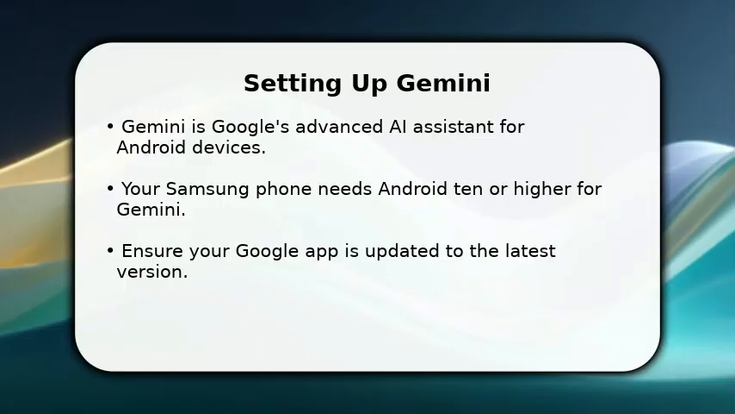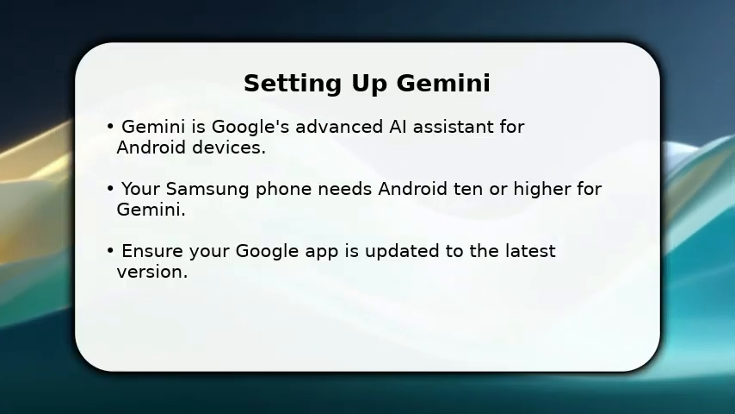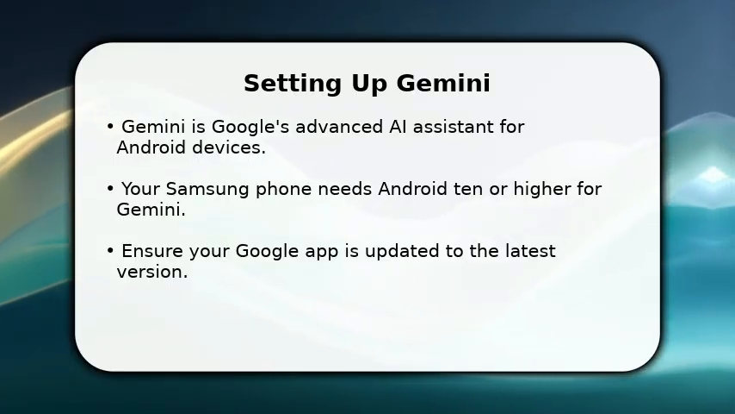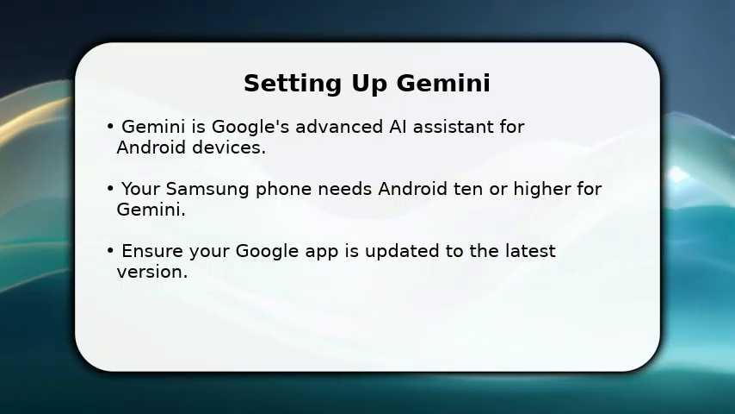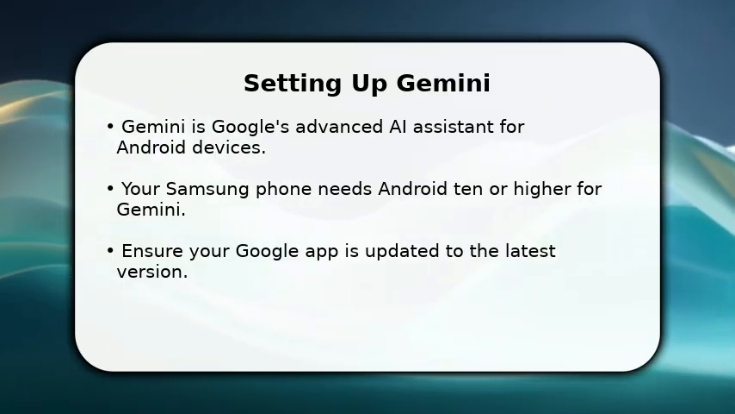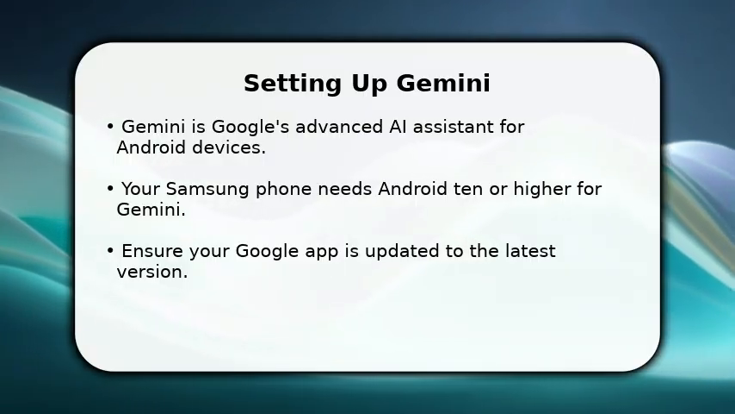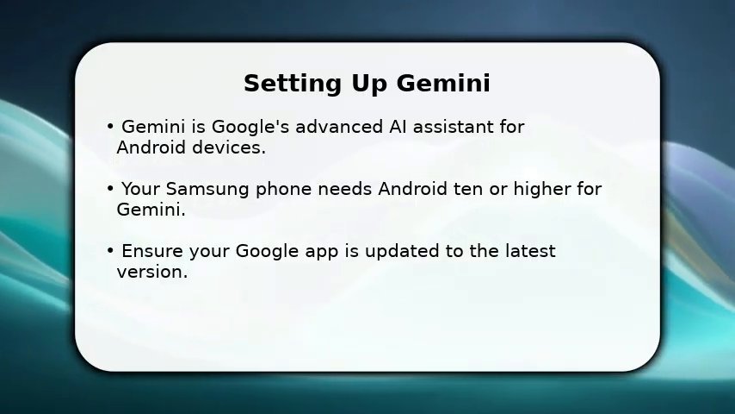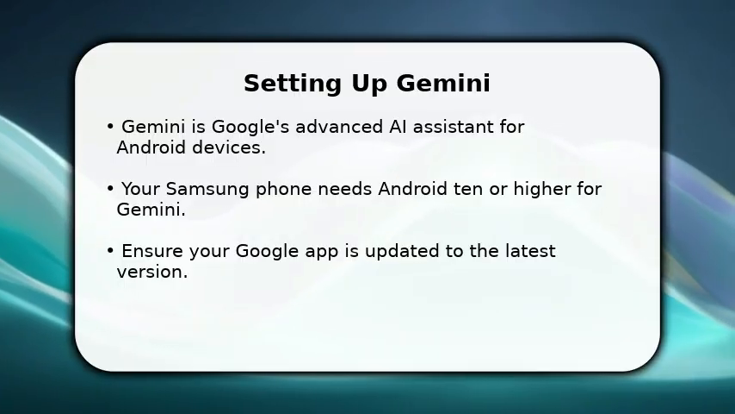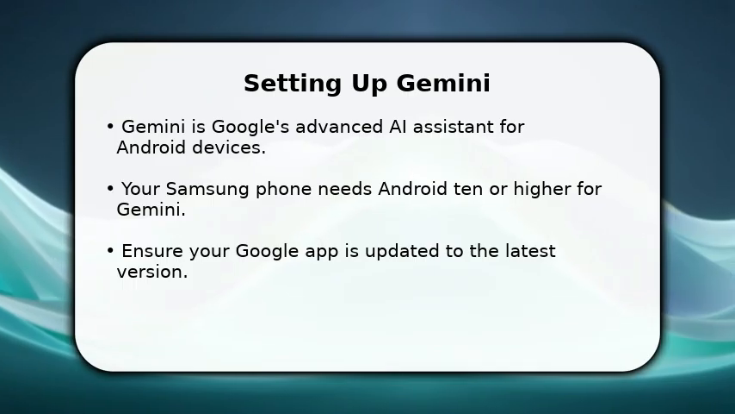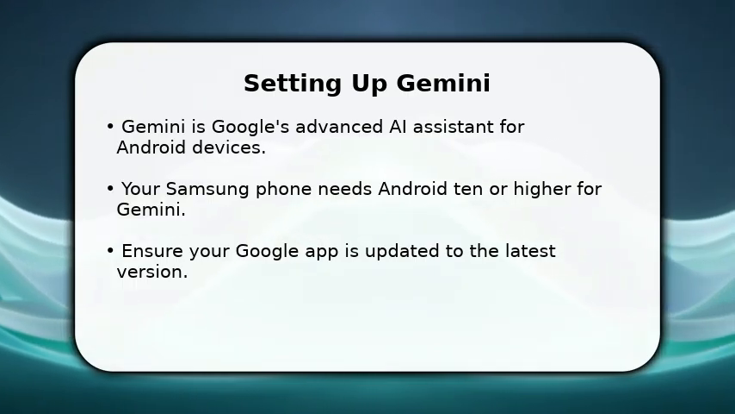Enjoy the video. In this video, I will explain how to set up Gemini on your Samsung phone. Gemini is Google's powerful new AI assistant designed to enhance your daily tasks. To begin, confirm your Samsung phone runs Android version 10 or newer. Also, make sure your Google app is fully updated through the Play Store. These steps ensure your device is ready for a smooth Gemini experience.